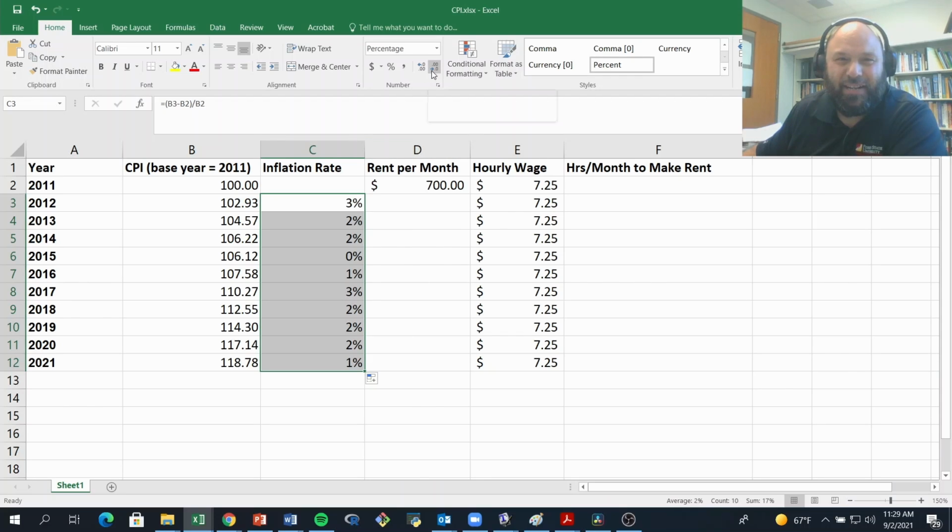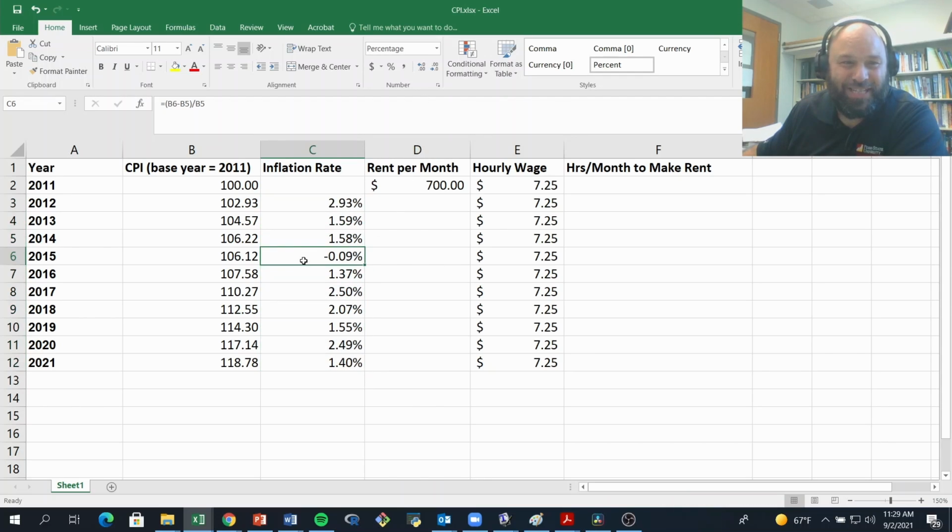And I would like to get a little bit more accuracy. So let's get 2 decimals of accuracy. Notice there was a tiny amount of deflation in 2015. That's kind of interesting. That's extremely rare, especially in our economy. But mostly we've been looking between 1% and 2% and occasionally over 3%.